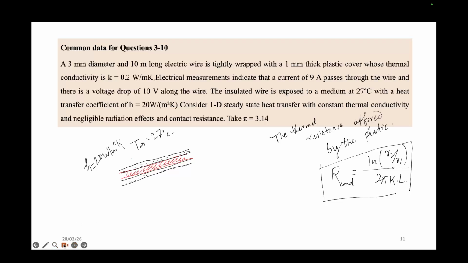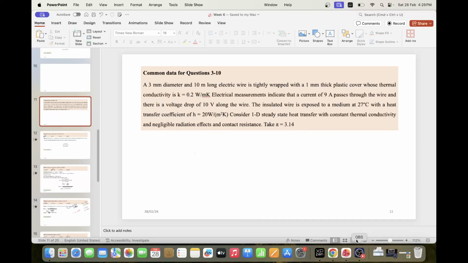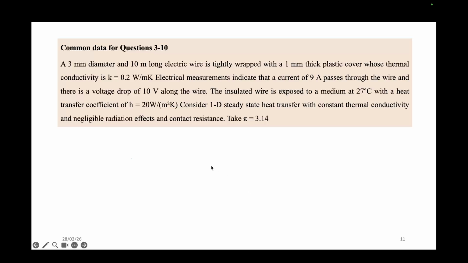Just a minute, let me erase this. So the question is that this is the main question. In this question, it was asked to find out the interface temperature. Okay, so that was the question. So how to find out this interface temperature? To find out this interface temperature, you need to know this fundamental concept.